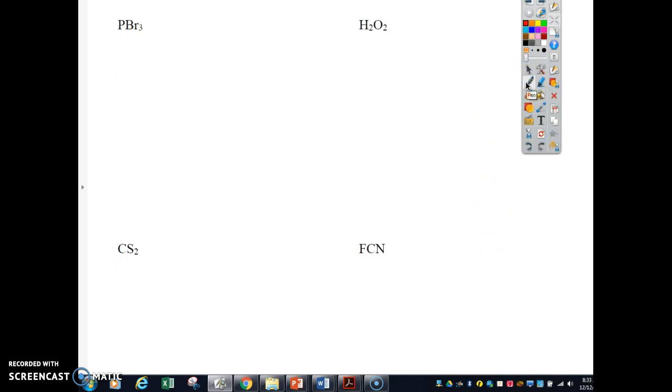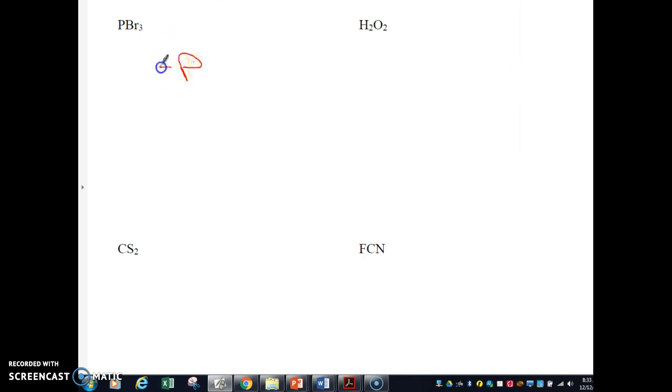PBr3. Phosphorus is in the same column as nitrogen. It is going to make 3 bonds. And remember, that's because phosphorus would look something like this. So these 3 electrons are available for sharing. There. And bromine is a halogen, so it's only ever going to make 1 bond. So what we can do is draw the phosphorus in the middle, draw 3 bromines coming from it.